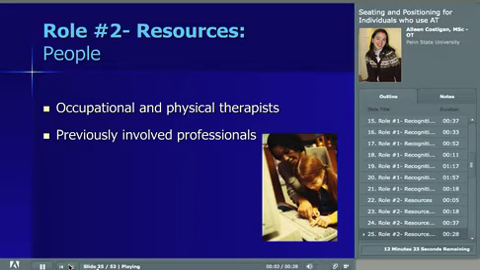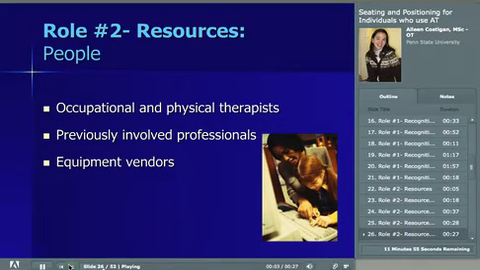Previously involved professionals from all disciplines could also be consulted to determine what seated positions have previously been effective for the individual who uses assistive technology, and what types of interventions have been successful or unsuccessful. This information may be useful, but should also be interpreted with caution, since individual wants, needs, and abilities may have changed over time.